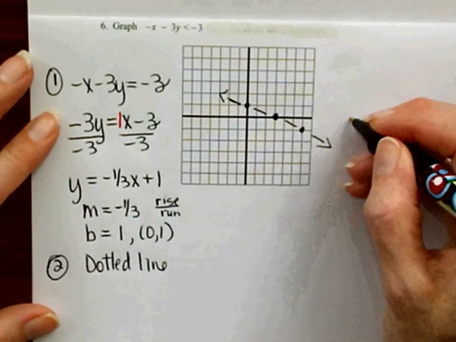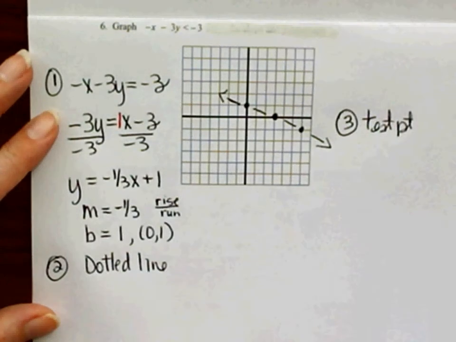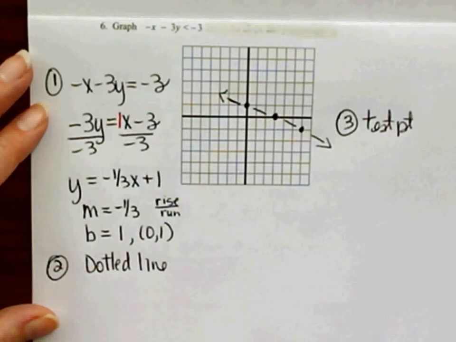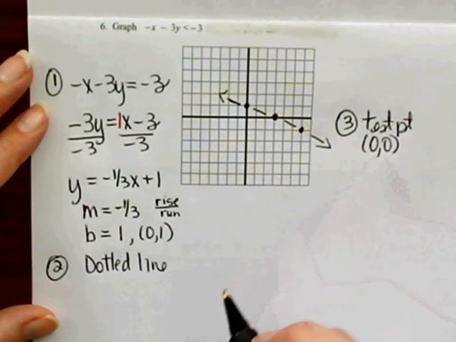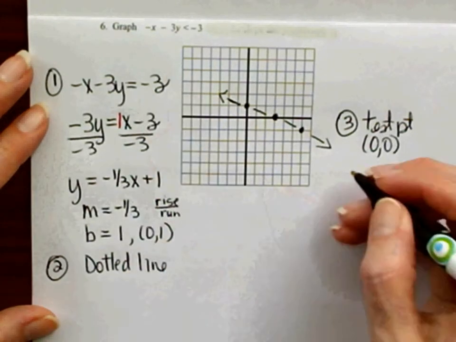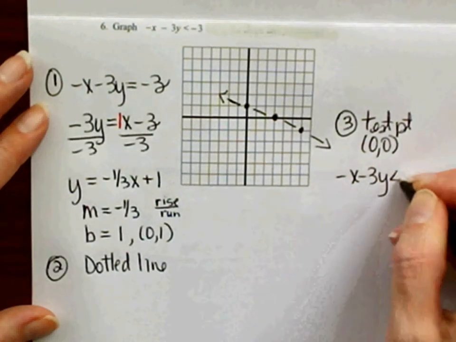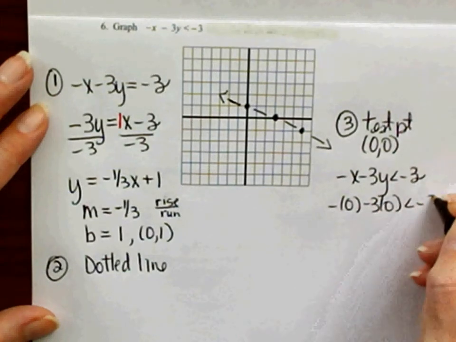Alright, step 3. I need a test point. A test point is any point not on the line. So we usually like to use (0, 0) because it's one of the easier points to plug in. And keep in mind, I can always use it as long as the line does not go through it. The line does not go through (0, 0), so I'm going to use that point. Please identify the point that you're using because it may be different than the one I'm suggesting. So let's rewrite the original problem, because it needs to go into the original problem, and plug in (0, 0).